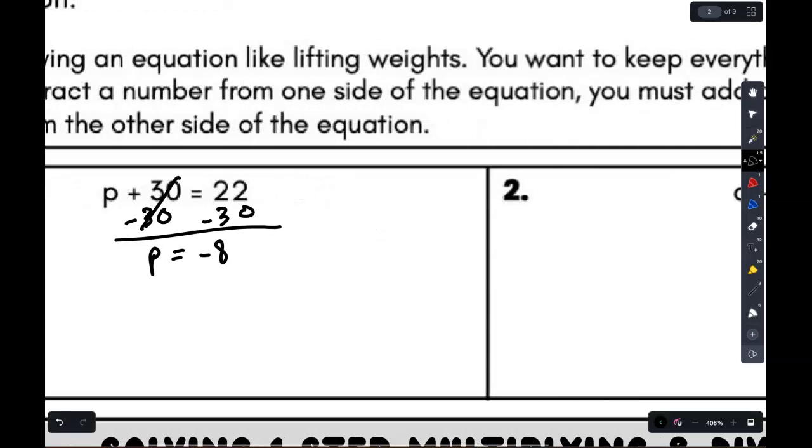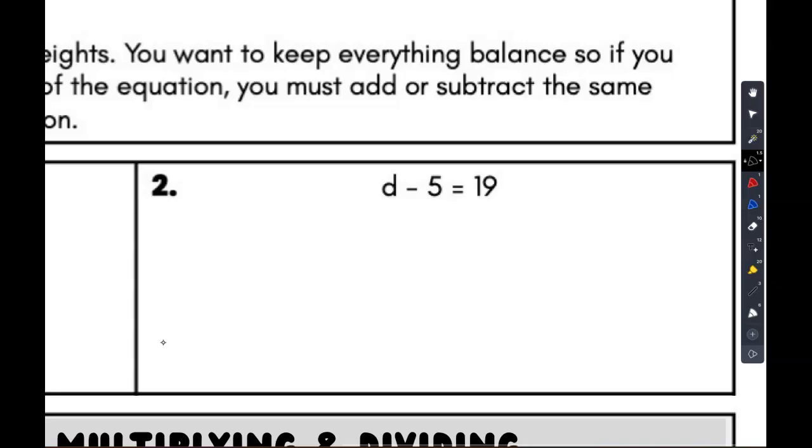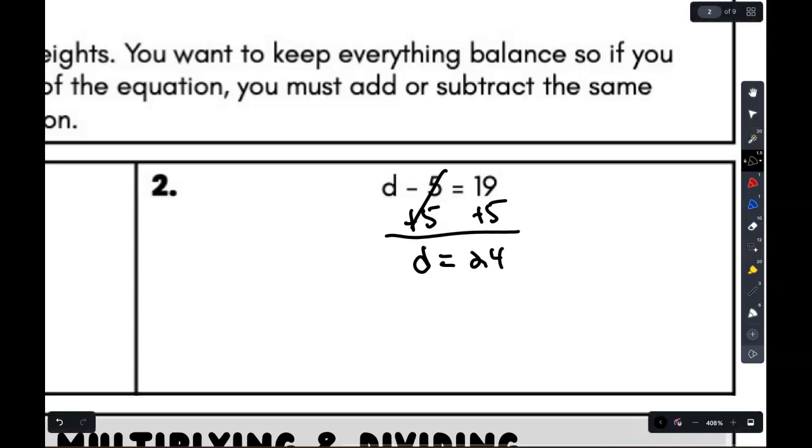Alright, now let's take a look at number 2. Number 2, we've got D minus 5 equals 19. We're going to do the opposite, and we're going to add 5 on both sides. Okay, doing the opposite. So we have negative 5 plus 5, that's going to cancel out. That gets us 0. So D is equal to 19 plus 5, which is 24. Okay, that's the addition and subtraction one there.